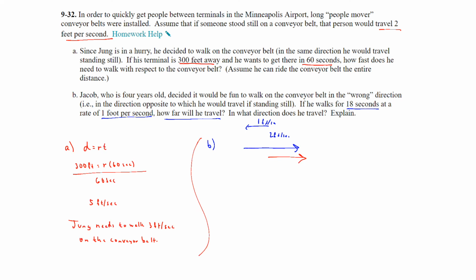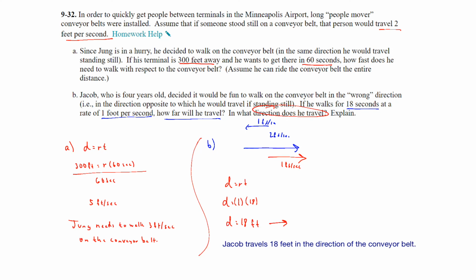So what we do have is the rate, and that is 1 foot per second going with the conveyor belt. So we can say the distance is equal to the rate, which is 1 foot per second, times the time of 18 seconds. And so it looks like we're going to get a distance of 18 feet in the direction of the conveyor belt. And so once again, for each of these, make sure you are answering the question that is being asked, because it does want to know how far he will travel, but also making sure that you answer in what direction that is going to be also.